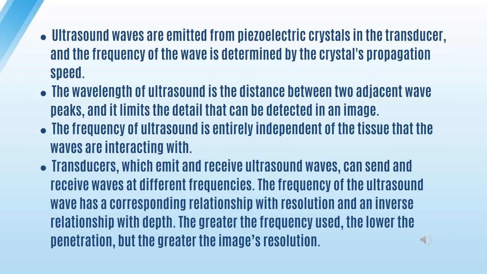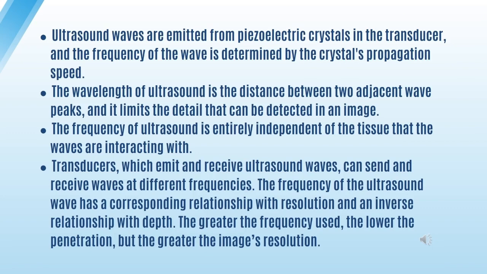Ultrasound waves are emitted from piezoelectric crystals, which all of the ultrasound transducers have in them. The crystals vibrate to create a signal, and the frequency of the wave is determined by the crystal's propagation speed. The wavelength of ultrasound is the distance between two adjacent wave peaks, and it limits the detail that can be detected in an image. The frequency of ultrasound is entirely independent of the tissue that the waves are interacting with.